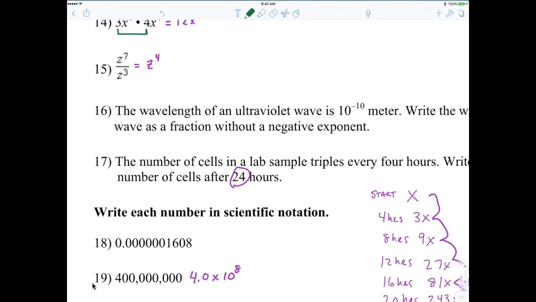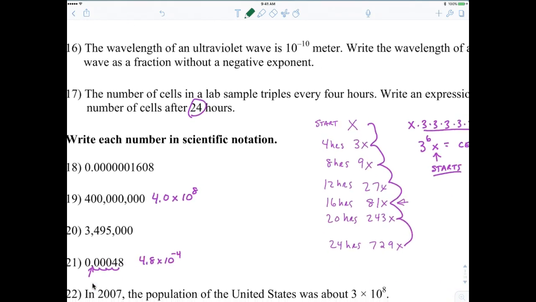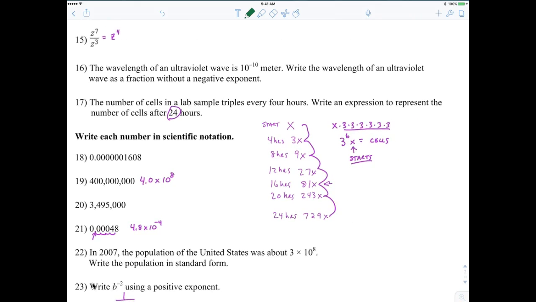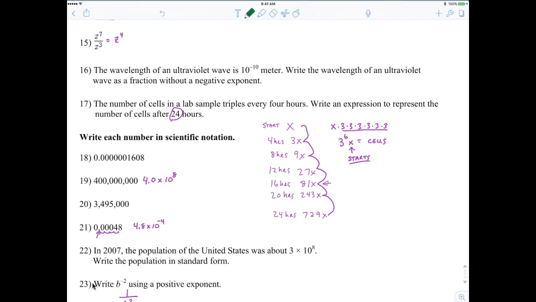Now, let's take a look at number 16. It says the wavelength of an ultraviolet wave. If he needs help, I want to help him. Speak up, Cole. You hear me? That's the whole point of me doing it in front of you guys. The wavelength of an ultraviolet wave is 10 to the negative 10 meters. Write the wavelength of the ultraviolet light wave as a fraction without a negative exponent.